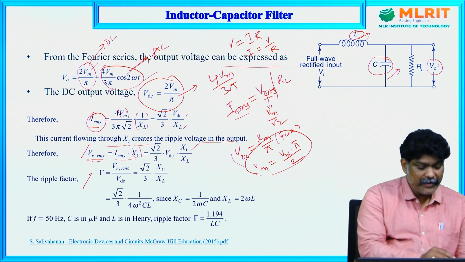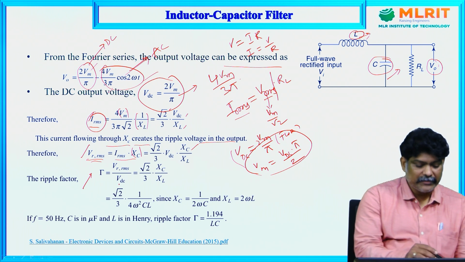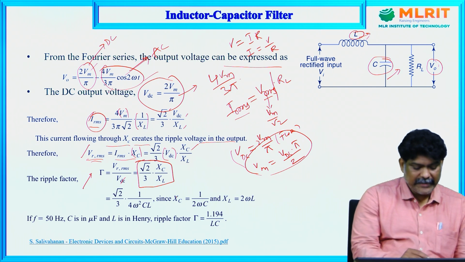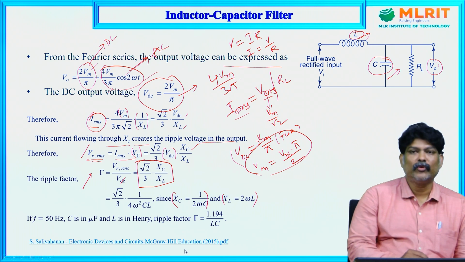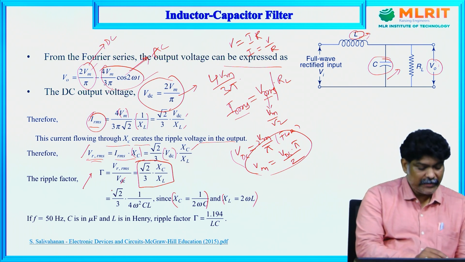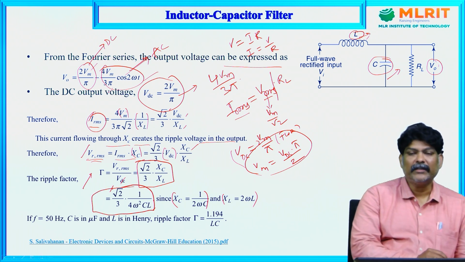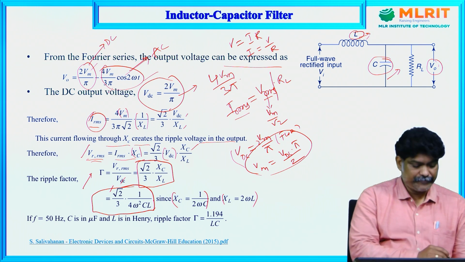And therefore from this we can write ripple factor is equal to VRRMS by VDC. Already VDC is there, so VDC gets cancelled. Finally you will get root 2 by 3 XC by XL. But we know what XC is. XC is equal to 1 by 2 omega C and XL is equal to 2 omega L. So therefore we can write root 2 by 3 into 1 by 4 omega square CL. So this is the ripple factor of the LC filter.